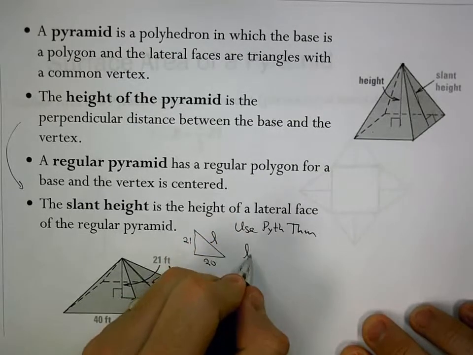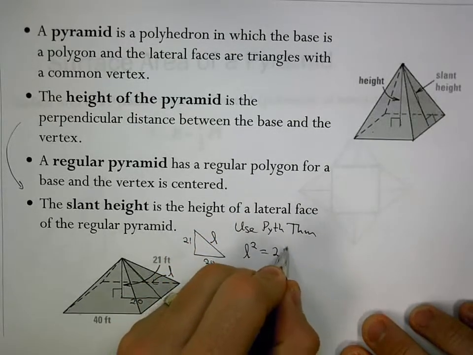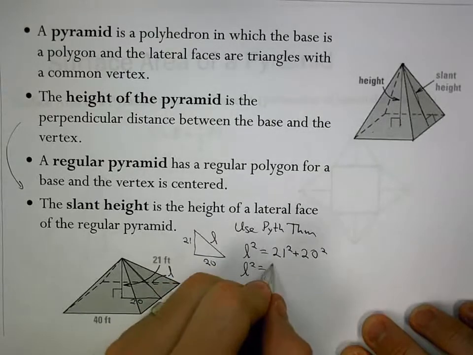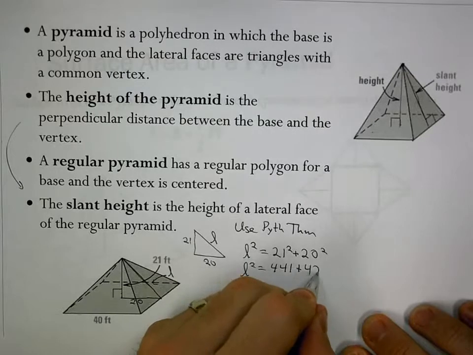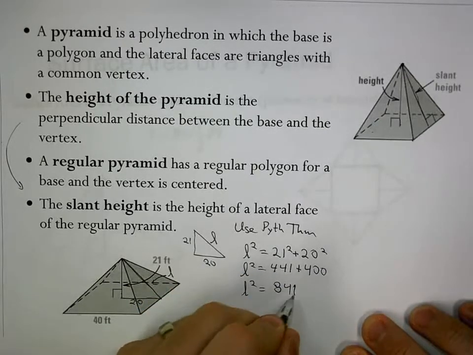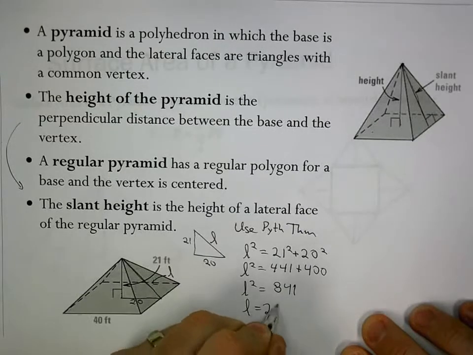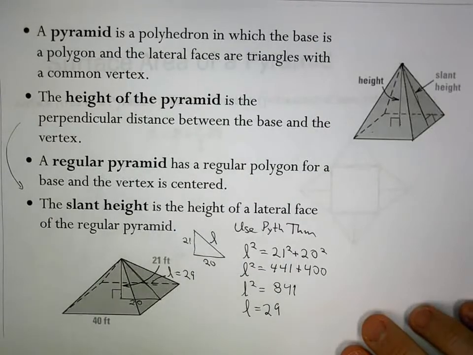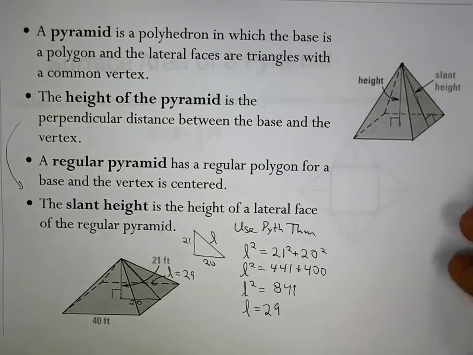for our slant height, which would be L squared equals 21 squared plus 20 squared, which gives us 441 plus 400, which becomes 841, and then the square root of that turns out to be 29. So 29 would be our slant height. And that's going to be something very important we have to look for as we go through these.